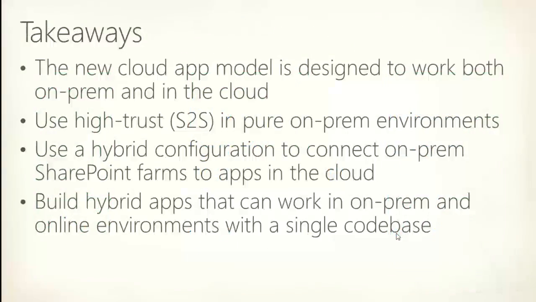All right, so we are out of time. I'm 1 minute over. I'll give you my super quick takeaway. First is that the new cloud app model is all about working both on-prem and in the cloud. You should use high trust or S2S when you're in pure on-prem environments. And if you're a customer who's spanning on-prem and online, you can create a hybrid configuration. But no matter what that configuration looks like, you can build a single hybrid app that connects to all of them, whether it's an on-prem server or an online server or a hybrid server, and use a single code base to interact with them as a partner selling your product.